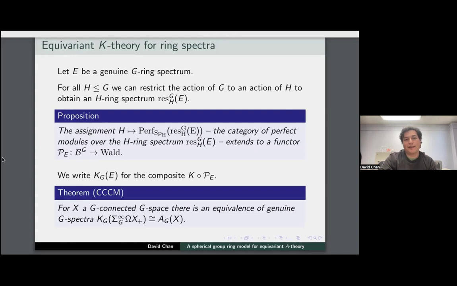And I should say that this construction works for genuine G ring spectra. It also works for naive G ring spectra. It works for Tambara functors, Green functors, whatever equivariant ring you want to plug in. This is a construction that you can more or less port anywhere.